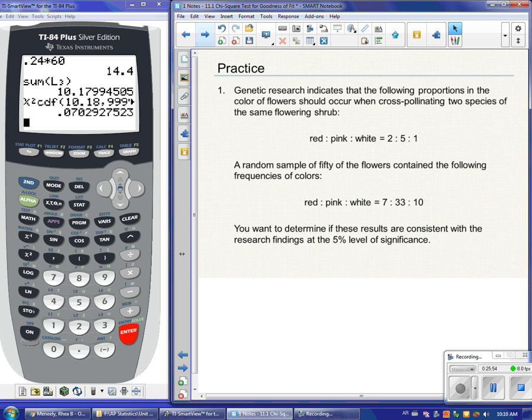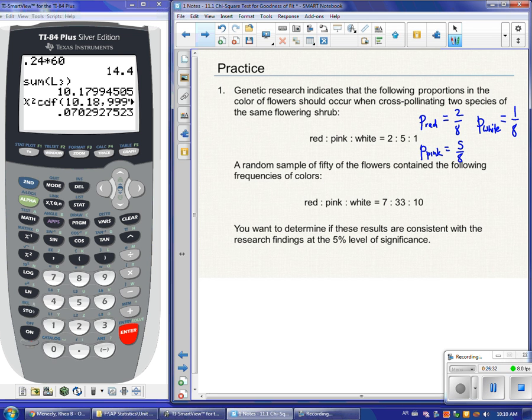In terms of proportions, if you think about this ratio, 2 to 5 to 1, as a total out of 8, the proportion of red should be 2 out of 8. The proportion of pink should be 5 out of 8. And the proportion of white, notice that I'm not putting a hat, should be 1 over 8. If I just wanted to look at the reds, I could do a 1 sample test for proportions. But in this case, I want to look at the distribution of all of the colors.